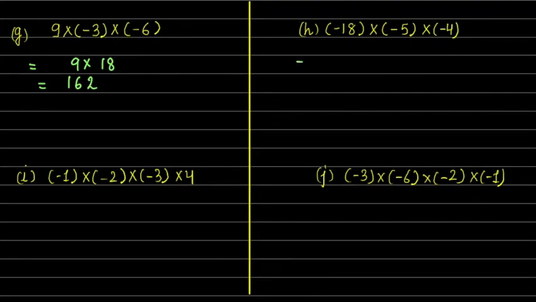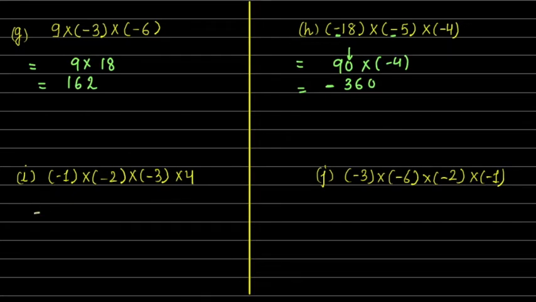Now H part is minus 18 into minus 5 into minus 4. So let's solve it. Minus 18 into minus 5 will be 90 because 18 fives is 90, and this minus becomes plus, and let's copy this as it is. Now 9 fours are 36, and this 0 I will copy as it is. Now it is only one negative integer, so your answer will be minus 360.